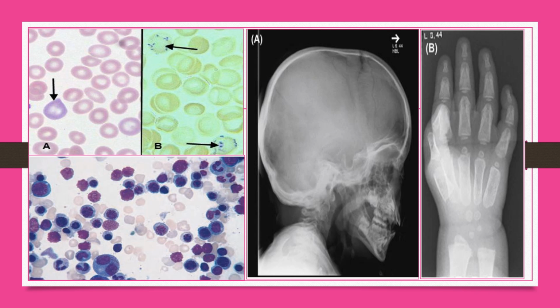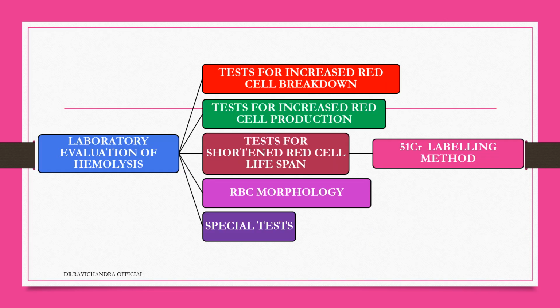In all hemolytic anemias, there will be a characteristic feature in the skull, that is hair on end appearance. And in the tubular bones, there will be increased marrow space. Coming to the test for shortened red cell lifespan. This can come under a MCQ. 51 chromium labeling method is used to determine the shortened red cell lifespan.